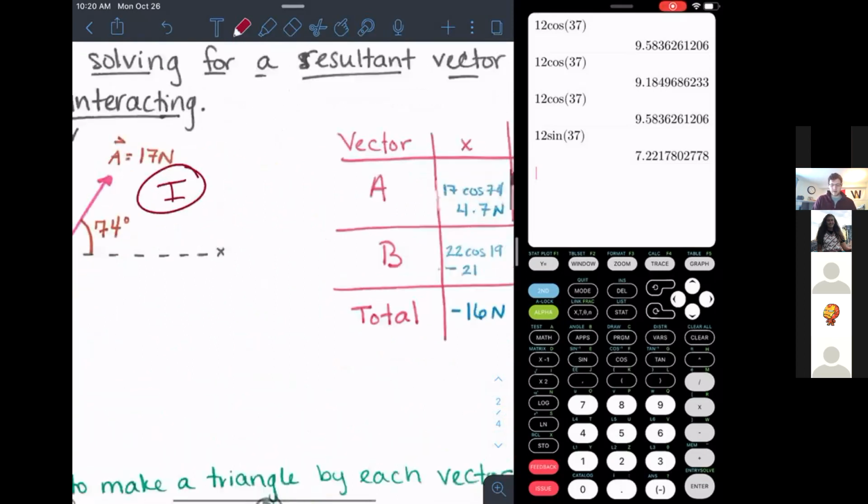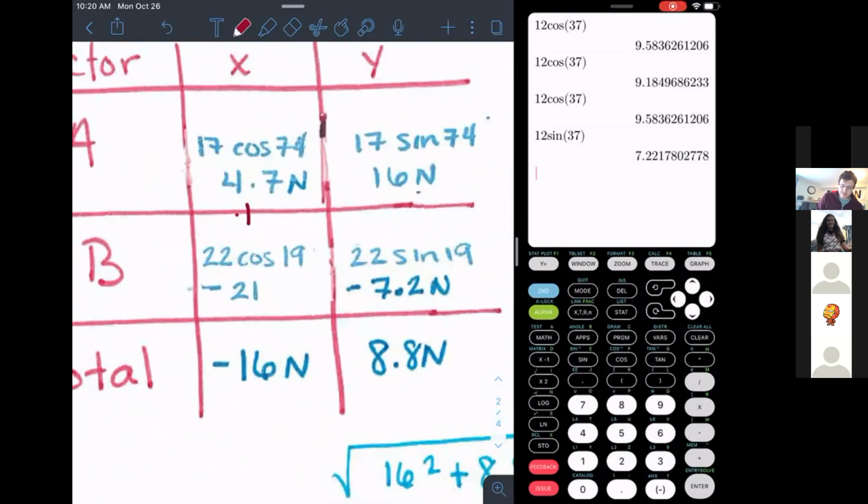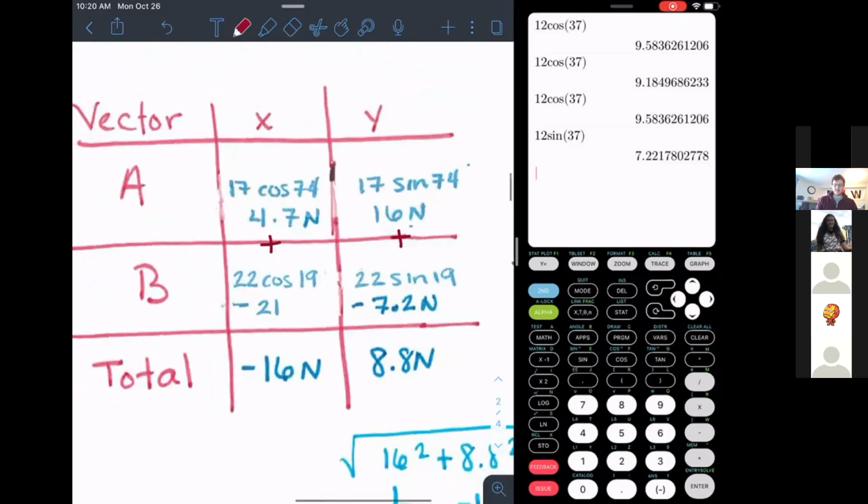To get the total, what we did was just add these 2 together and add these 2 together. So negative 21 plus 4.7 gives us 16 newtons, and 16 minus the 7.2 newtons gives us 8.8 newtons. Are there any questions on how these were found?